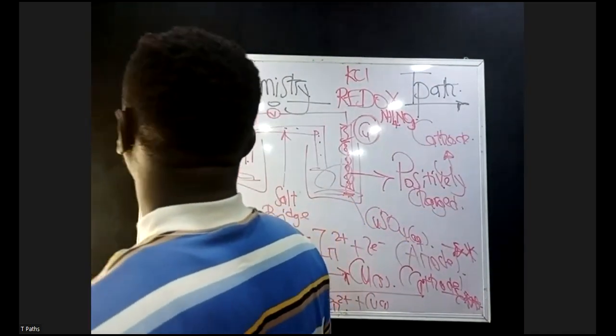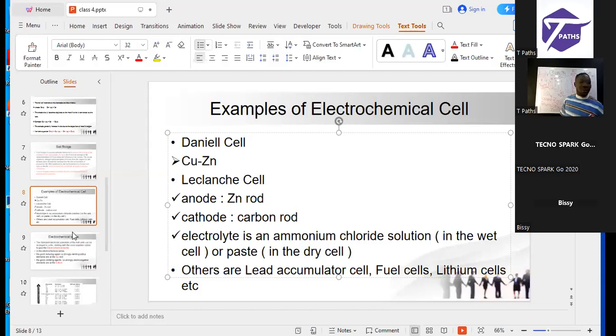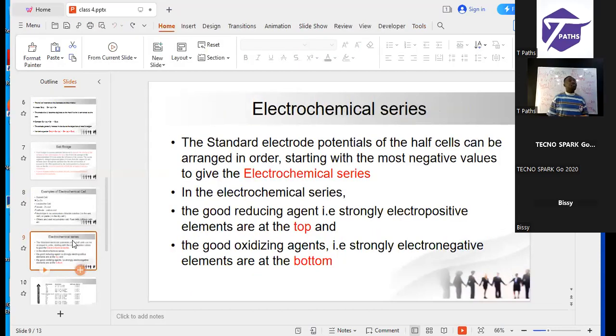We now go to the electrochemical series, because now you see, we have what they call most elements can be separated or obtained from different places through an electrolytic method.